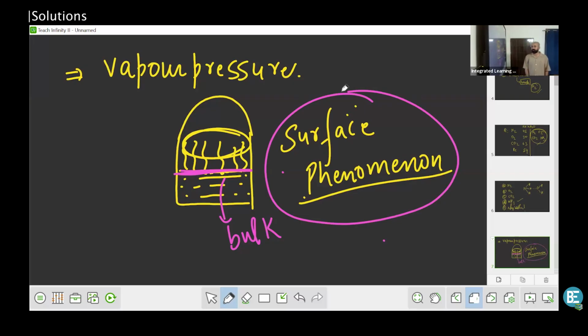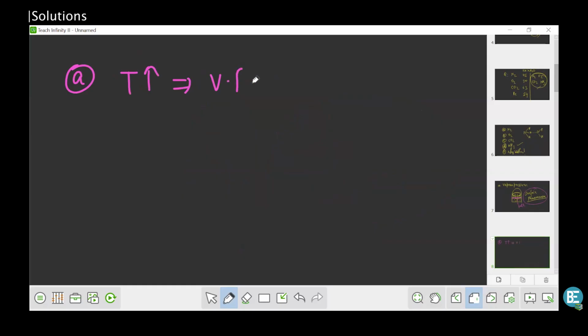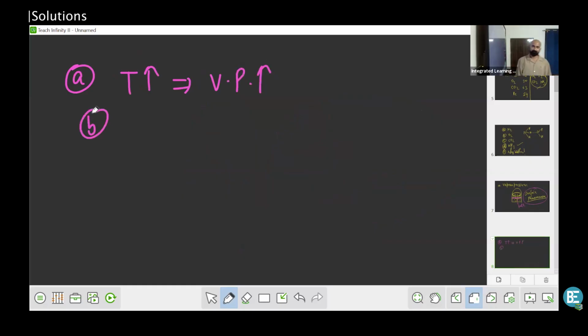Factors affecting vapor pressure. Let's take a guess. What are the factors affecting vapor pressure? Think about it. Anyone? So temperature. Yeah. As you raise the temperature, vapor pressure will increase. Any other example?